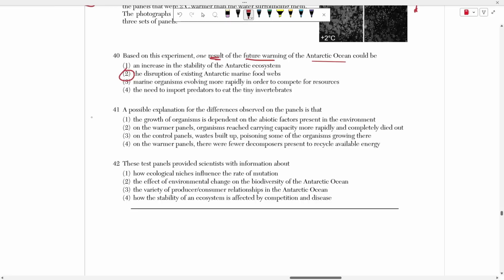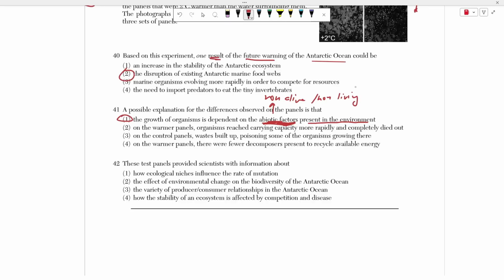Okay, 41 says that a possible explanation for the differences observed in the panels is that, well, number 1, the growth of organisms is dependent on abiotic factors present in the environment, right? And this applies to every single organism that was there. It turns out that the organism that took over all of the other ones preferred a higher temperature. They survive, or they thrive, in higher temperatures. Remember that temperature is an abiotic factor. Abiotic factors are non-living factors like temperature, pH level, salinity, the amount of sunlight, right? None of those factors come from living things. The heat is just coming from the sun, which is not alive.